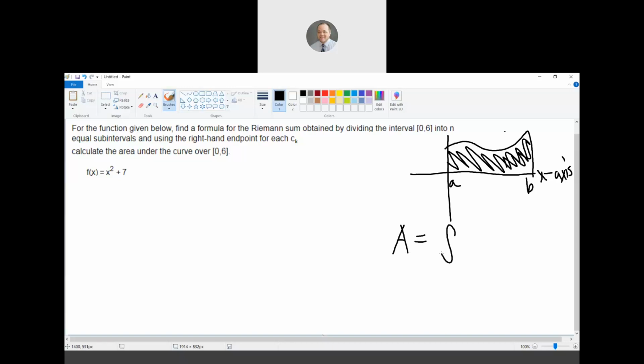The integral going from the endpoints a to b of your given function. So let's see if we get the same answer using our area under the curve formula. So let's set it up.